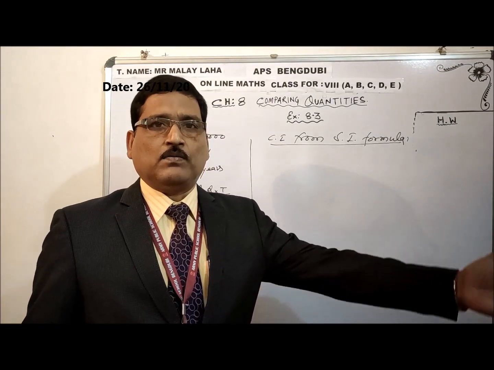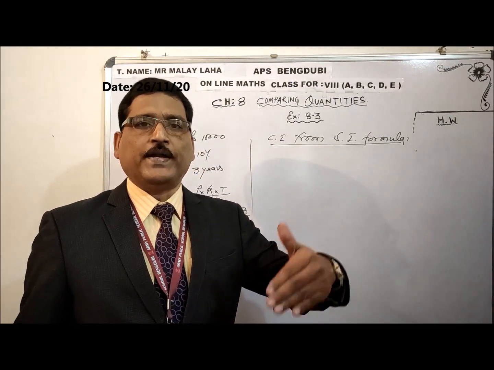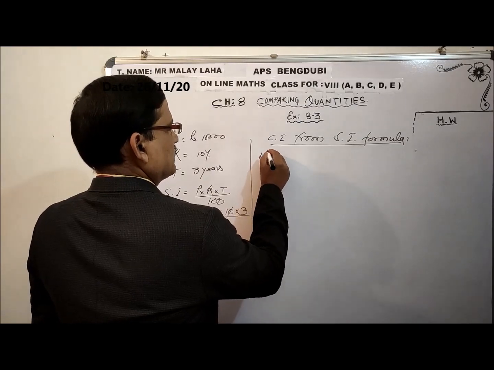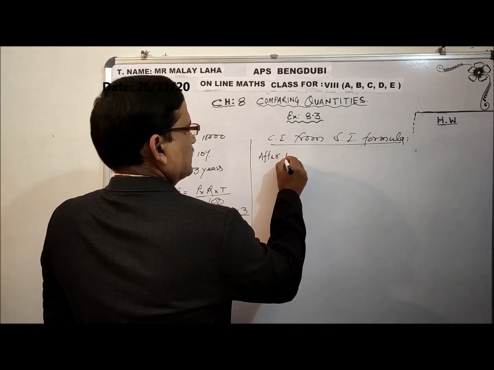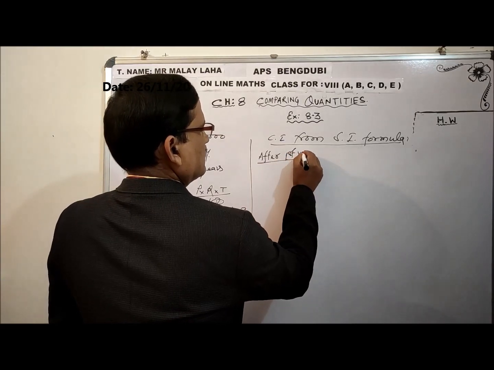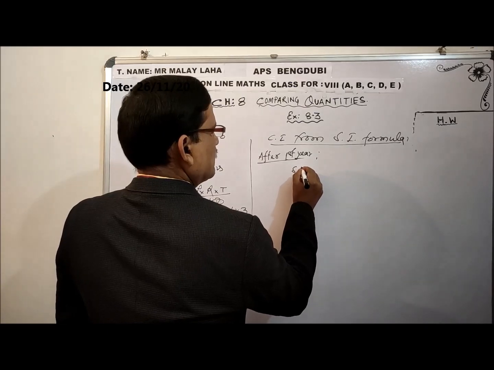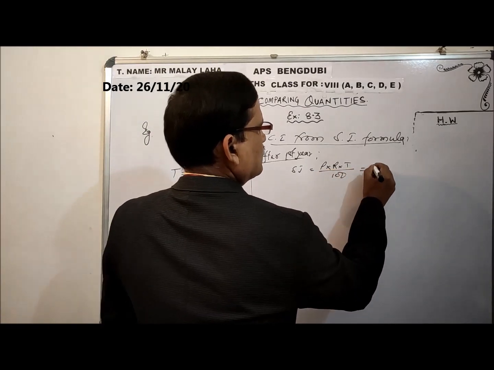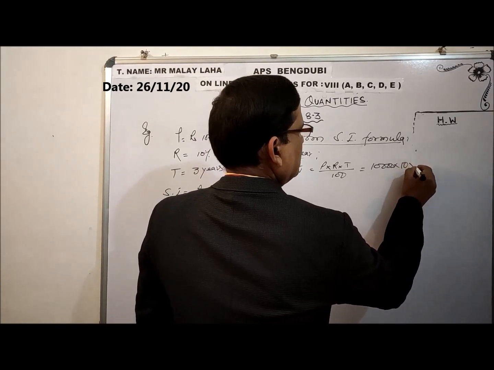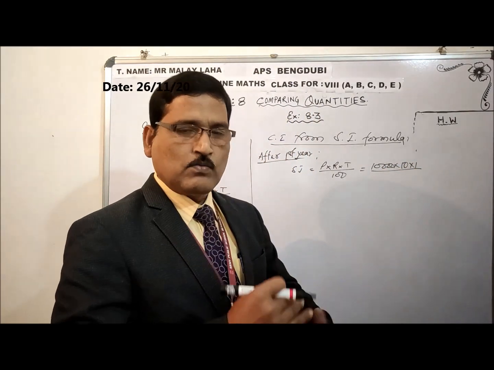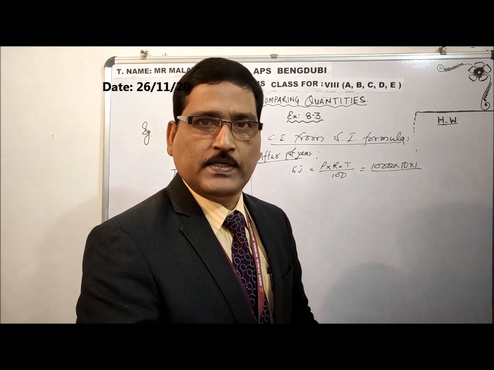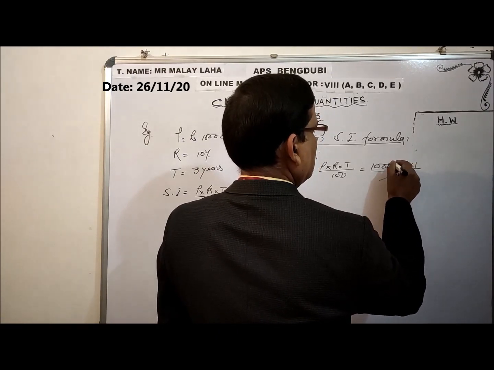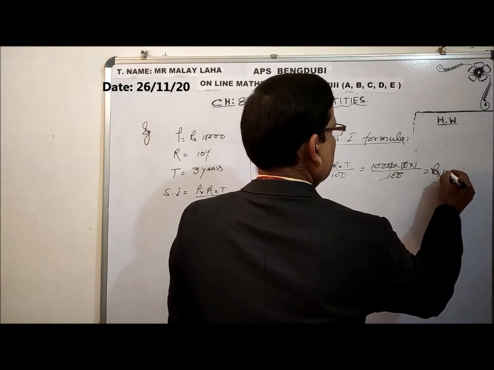After 1 year, after 1 year, after 1 year. Whatever interest comes will be added to the principal, and next year the principal will be more. After the first year, SI is equal to PRT by 100. That equals 10,000 into 10%. Time will be 1 year, because after 1 year, then another 1 year, then another 1 year, I will find it this way. So cutting, it will be rupees 1,000.